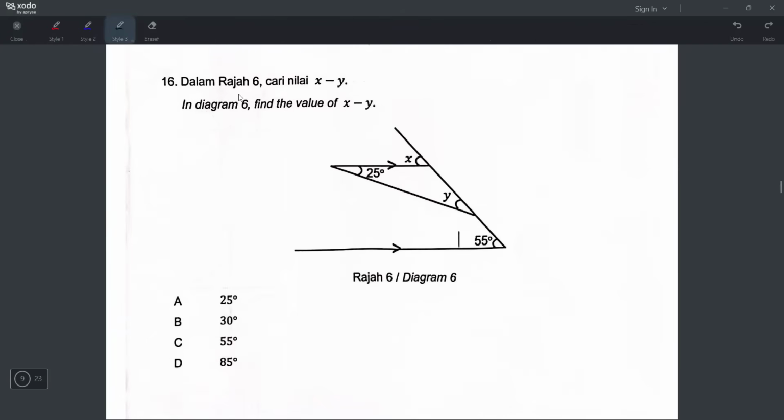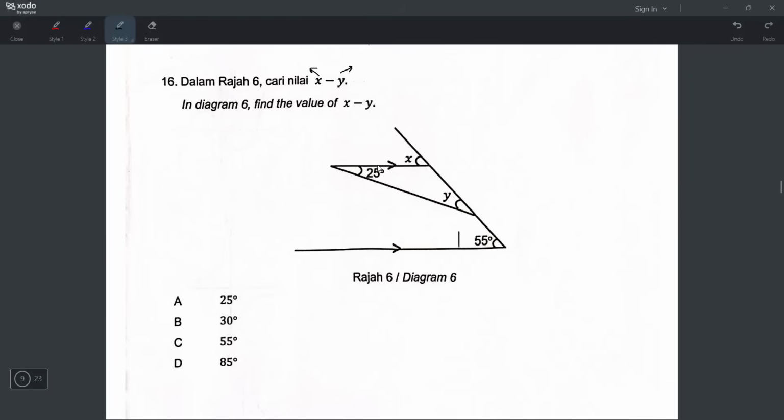Question 16, Diagram 6. Find the value of x minus y. Okay, I think you have to find x and y separately first. Yeah, after you find x and y separately, then only you can take the two numbers minus, right? Okay, so let's observe the diagram.